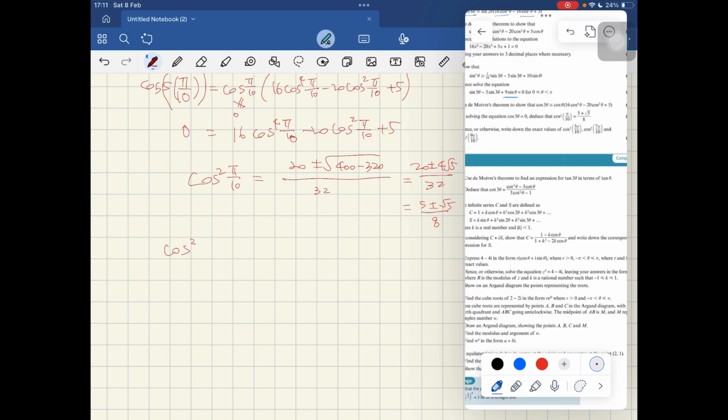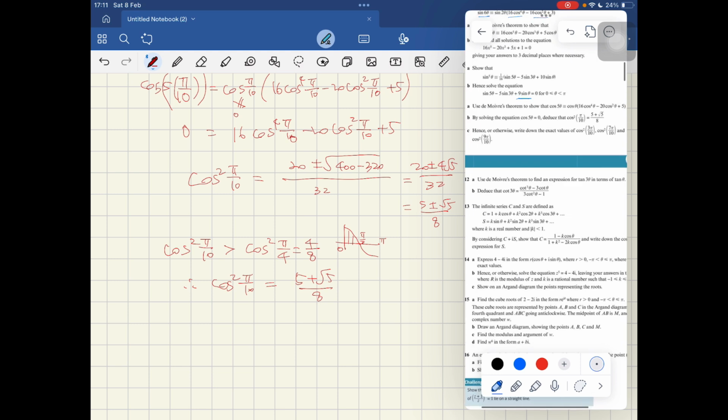We know cos squared of pi over 10 is larger than cos squared of pi over 4, because cos looks like this from 0 to pi. So cos squared of pi over 4 is 1 over 2, which is 4 over 8. So it should be larger than that. Therefore, cos squared of pi over 10 is (5 plus square root of 5) over 8.